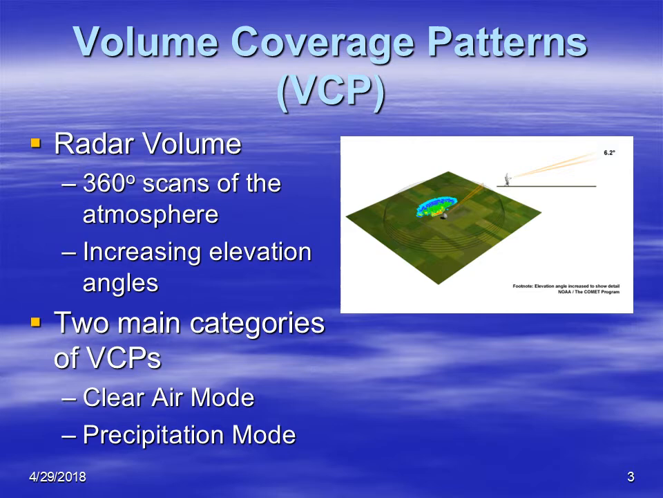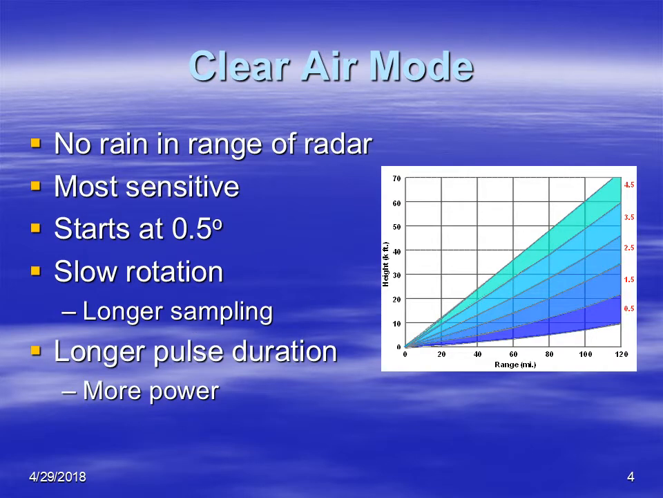So there are different scan strategies based upon what the meteorologist wants to look at, what kind of weather there is. And we're going to break this down very generally into either clear air mode or precipitation mode. The National Weather Service radar, WSR-88Ds, operate in clear air mode when there is no rain observed in the radar volume. So this is the most sensitive mode of the radar.